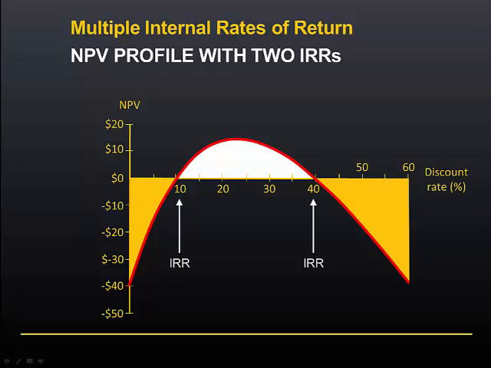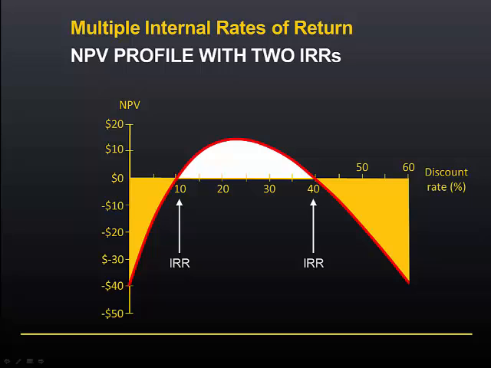In this example, the project has a positive NPV for costs of capital between 10 and 40%. For example, if the cost of capital was 20%, we have a positive NPV and this project should be accepted. If the cost of capital is less than 10% or greater than 40%, then we'll have a negative NPV and it should not be accepted.